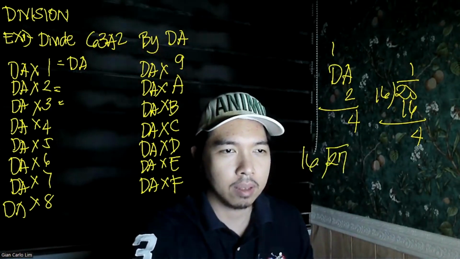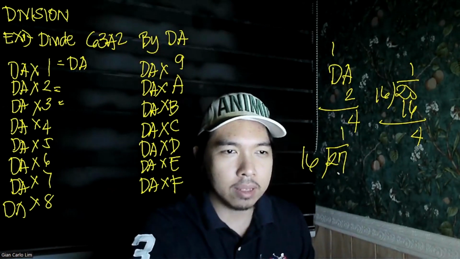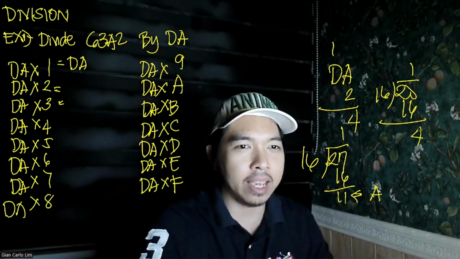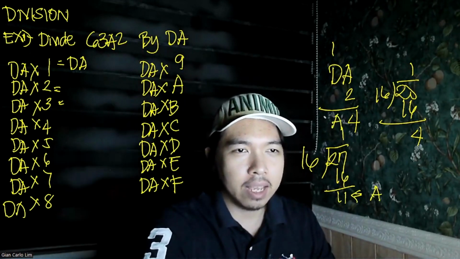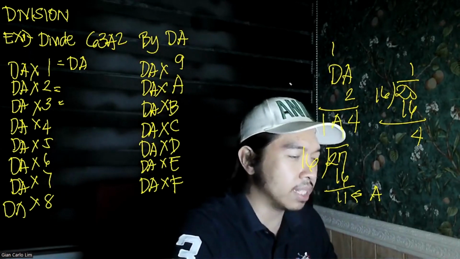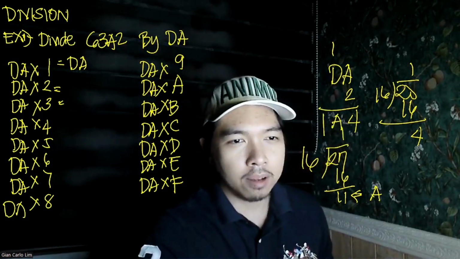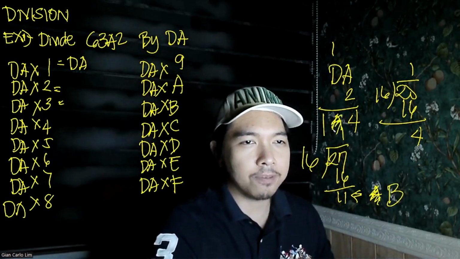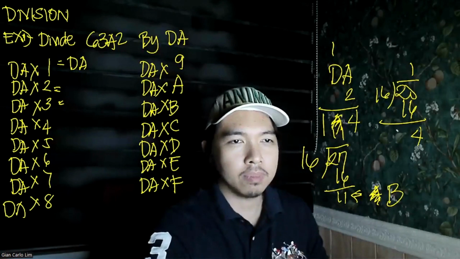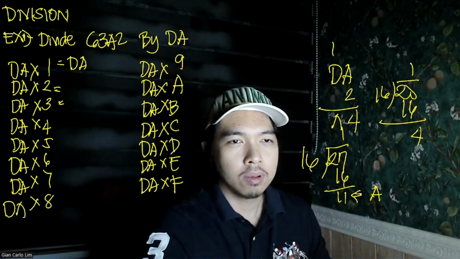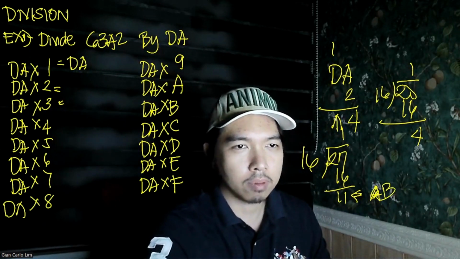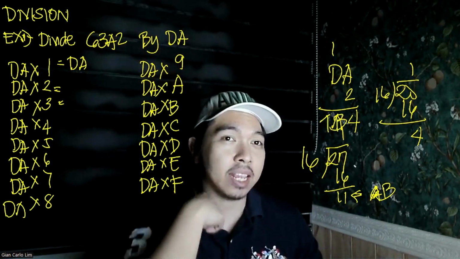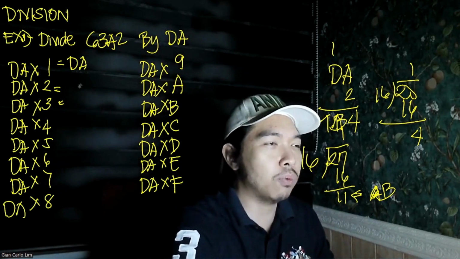27 divided by 16 is 1 remainder 11, and 11 is B. So the value of DA times 2 should be 1B4, because 11 is B. If it were 10, it would be A. It's 11, so it becomes B. So this would be 1B4.